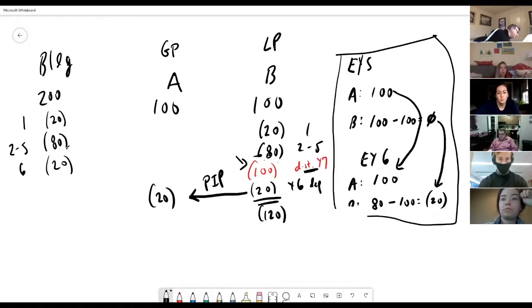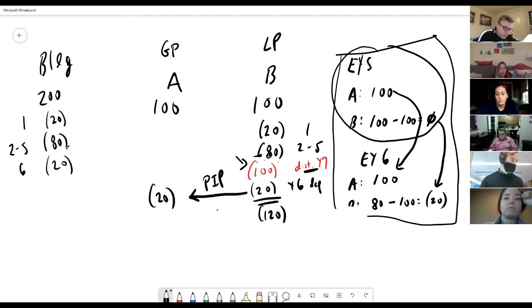Okay, what about the PIP? This gets a little bit confusing. Again, how we're going to PIP, we're going to do the year 5 hypothetical liquidation, and we'll do the year 6 hypothetical liquidation. So we go to year 6.